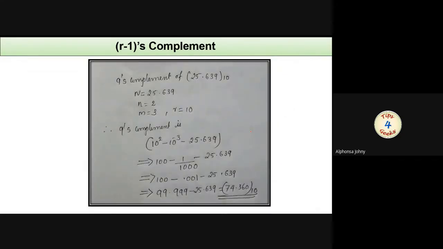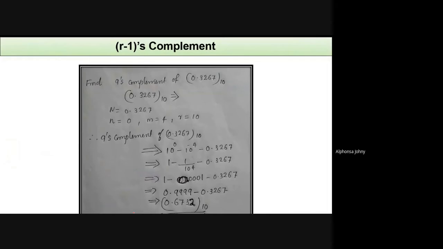Next, we can see another example. Compute the 9's complement of 25.639 to the base 10. Again, capital N is equal to 25.639. Then the number of digits in the integer part is 2, 5, so n is 2. Then the number of digits in the fractional part is 3, 6, 3, 9, so m is equal to 3 and r is equal to 10. Substituting in the equation, we get 10 squared minus 10 raised to minus 3 minus 25.639. We can evaluate it using a calculator or manually and we get the result as 74.360 to the base 10. So the 9's complement of 25.639 is equal to 74.360 to the base 10.